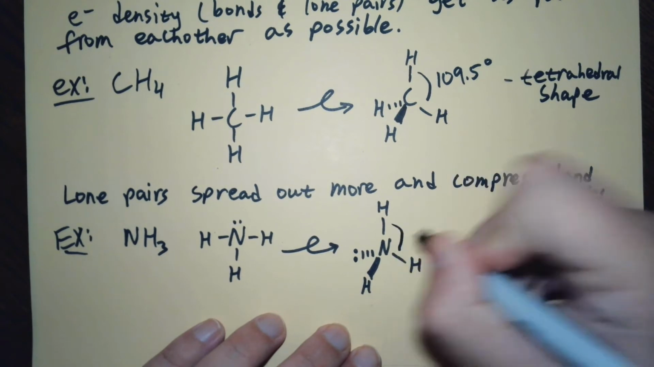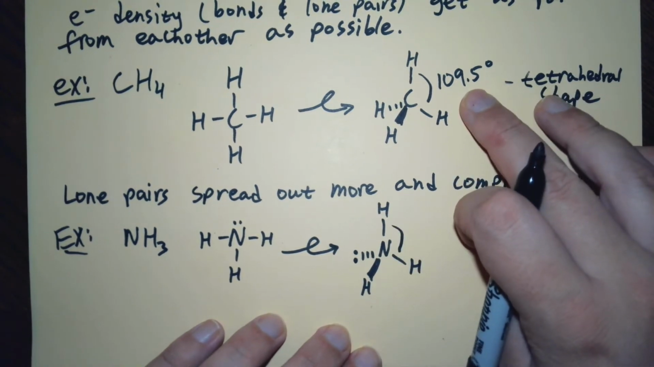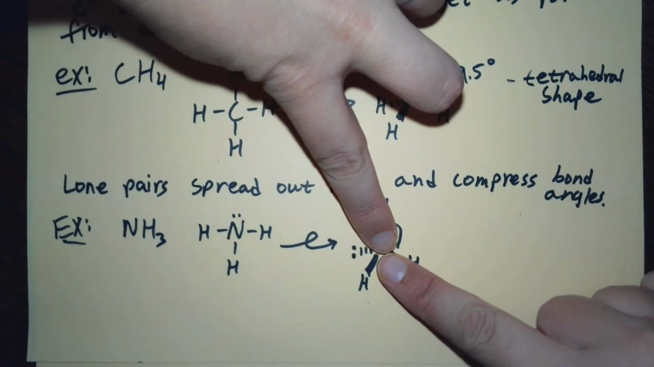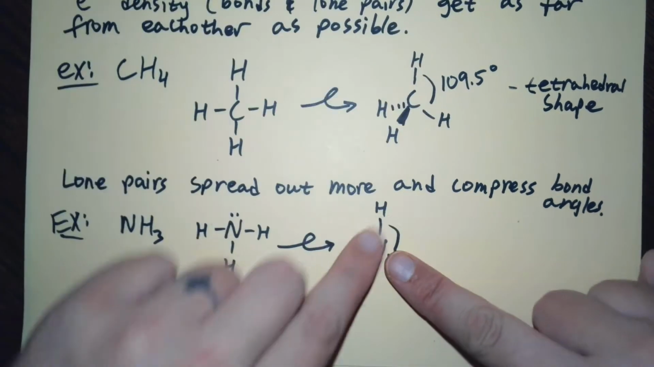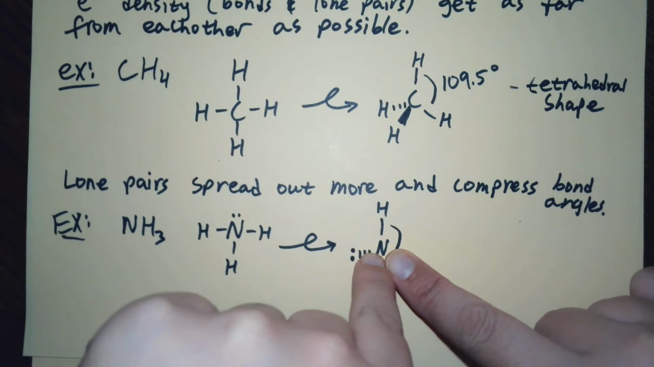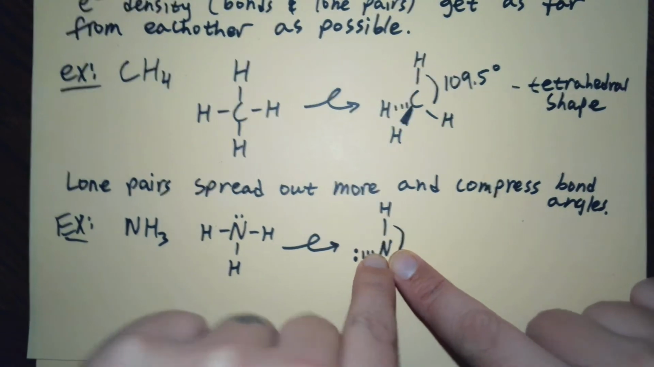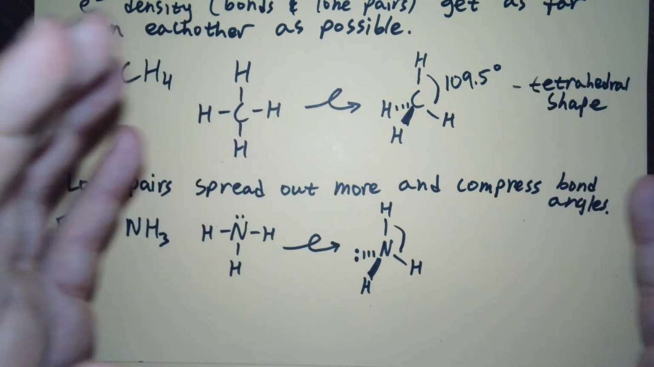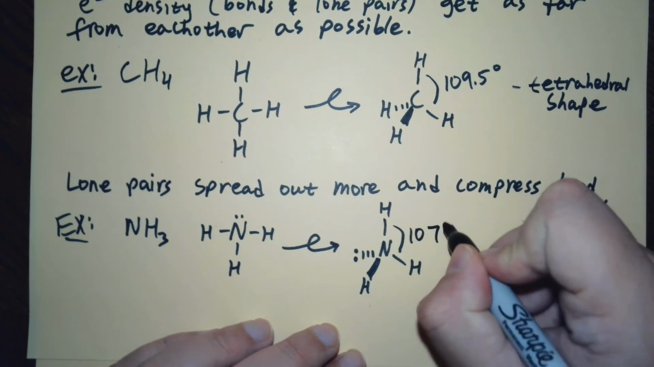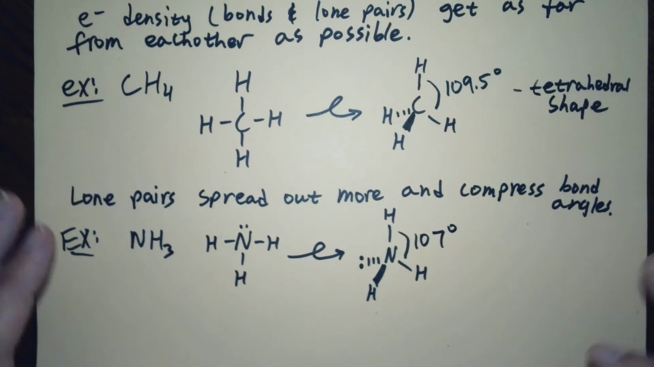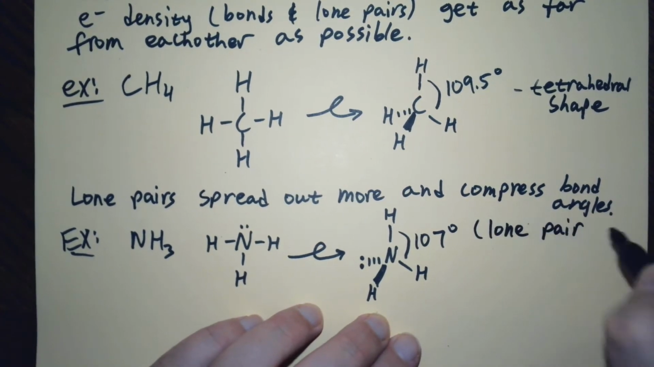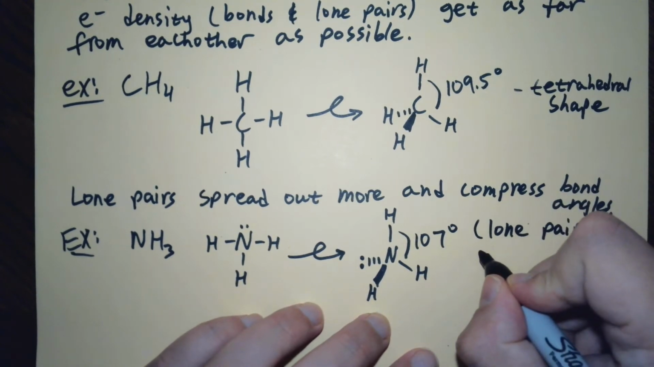Now it would be 109.5, except this lone pair is going to push these bonds closer together. So you've got these bonds, right? And they're going to try to get away from the lone pair. They're going to squeeze in a little bit, away from that lone pair. The lone pair is going to take up space. It is like an inflating balloon. It's going to push everything out of its way a little bit. And so it squeezes this bond angle down to 107 degrees. So the lone pair pushes the bonded groups closer together.